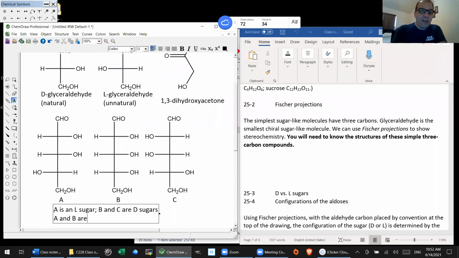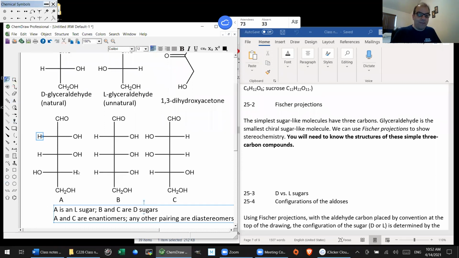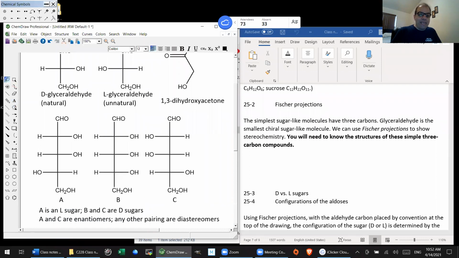A and B are, let's see, well, first of all, A and C are enantiomers. Any other pairing represents diastereomers. And again, the way I know that is by the definitions of those things that we gave way back in chapter 5. So being able to tell that kind of thing, I think, is pretty important.